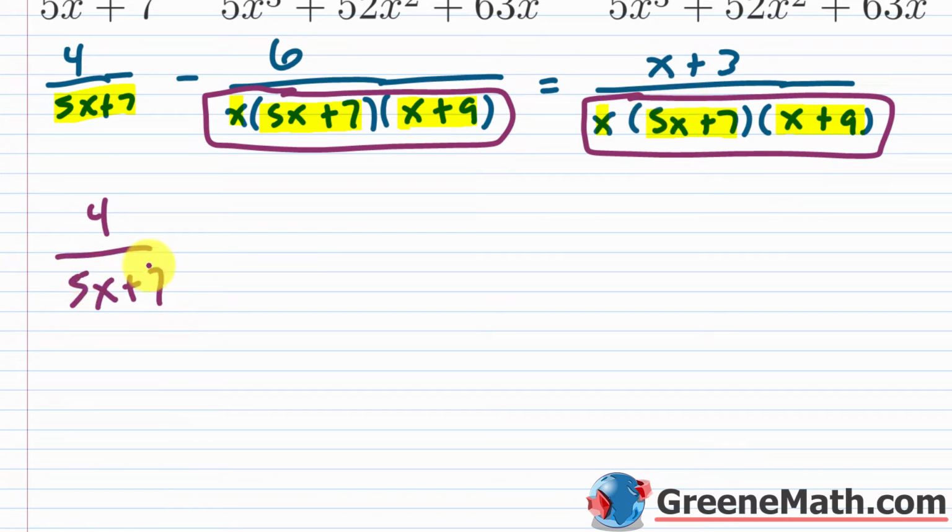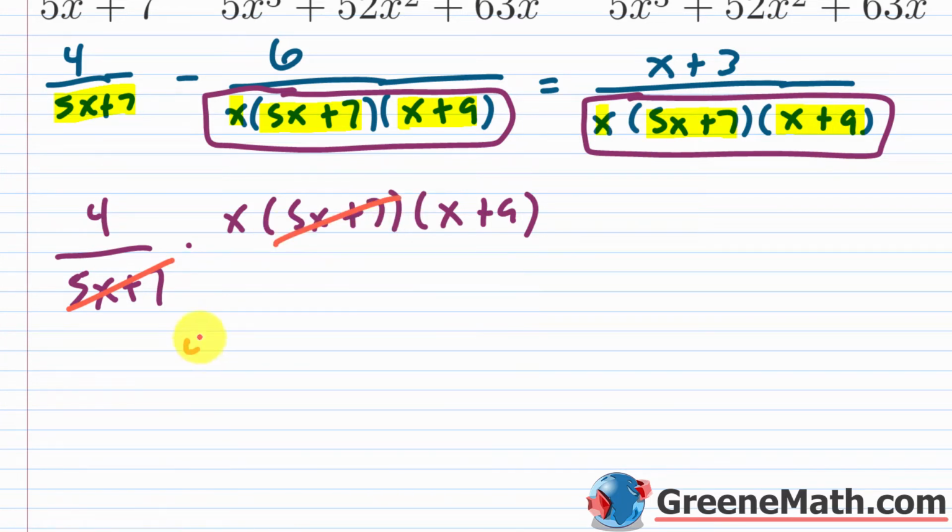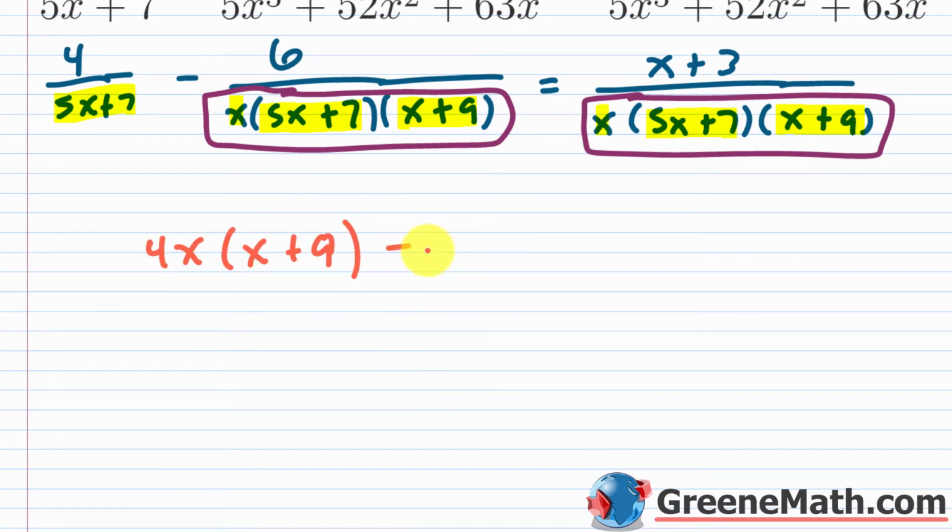So 4 over 5x plus 7, and then times this x times the quantity 5x plus 7 times the quantity x plus 9. And so basically this would cancel with this. And so you would have 4x times the quantity x plus 9. Okay, let me write that up here. And then I'm going to go minus. Again, this would cancel completely, right? So we don't have to write that out. We know it's just -6. And this equals, this would cancel completely. So you're just going to have the x plus 3.